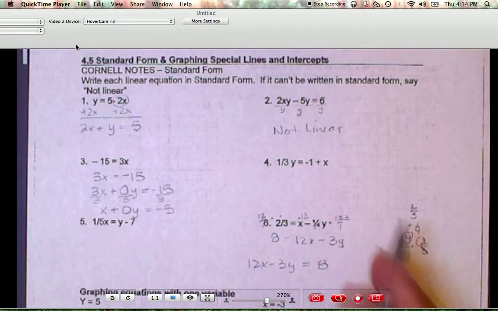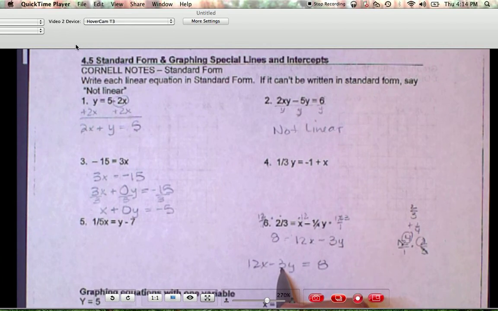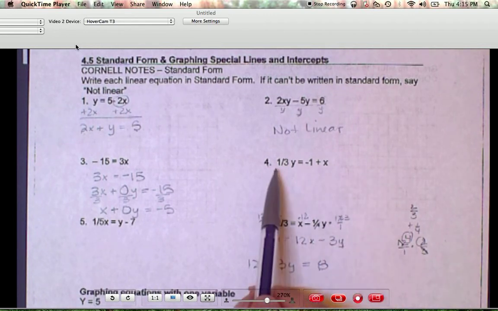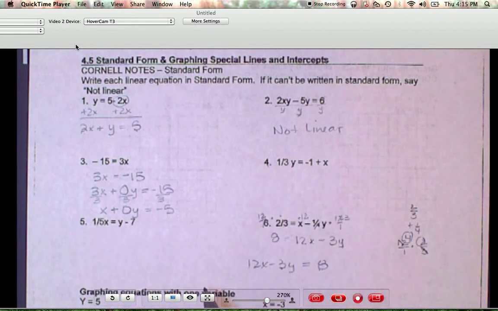No fractions. Our x and y are in order on the left side, our constants on the right side, and there is no single number we can divide every single piece by that would make this come out even. So we can't divide by 3 because it won't work here on the 8, and we can't divide by 2 because it won't work here on the 3. So this is your final answer, 12x minus 3y equals 8. Now push pause here, please, and try number 4 and number 5 on your own.